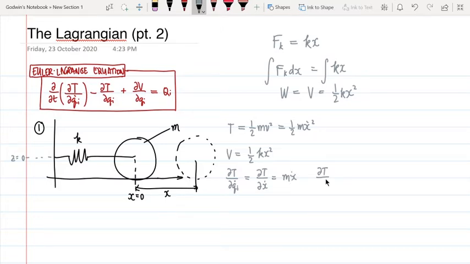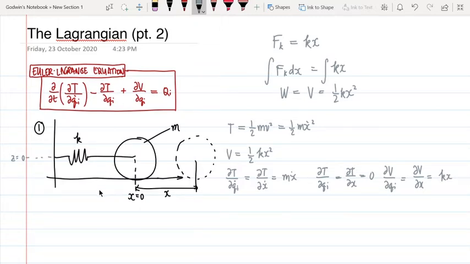And so for this next term, the partial of T with respect to q_i, that's going to be our partial of T with respect to x. There's no x, so this is 0. And then finally we have partial of V with respect to q_i, which is just the same as partial of V with respect to x. And so this is the same thing as 1/2 kx squared. So x is squared, you're gonna move the 2 down, 1/2 times 2 is 1, so you're gonna be left with kx.